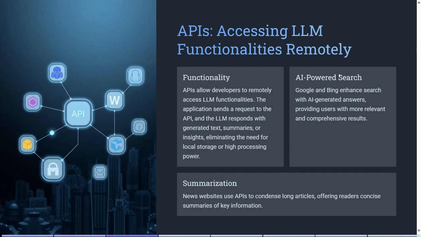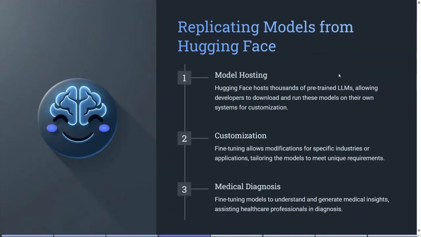When it comes to the use cases, AI powered search engines. Google and Bing enhance search with AI generated answers. Summarization. News websites use APIs to condense long articles. When it comes to code generation, developers integrate AI coding assistants via APIs, for example, GitHub Copilot. E-commerce. AI product descriptions generated dynamically based on API requests.